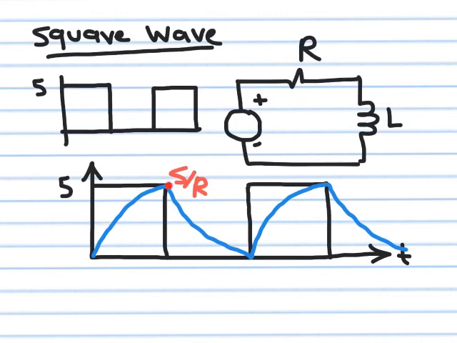Notice the inductor current is continuous. Right? It does not have any sudden jumps. It does not change from 5 over r to half of 5 over r in no time. No, it has to be smooth.